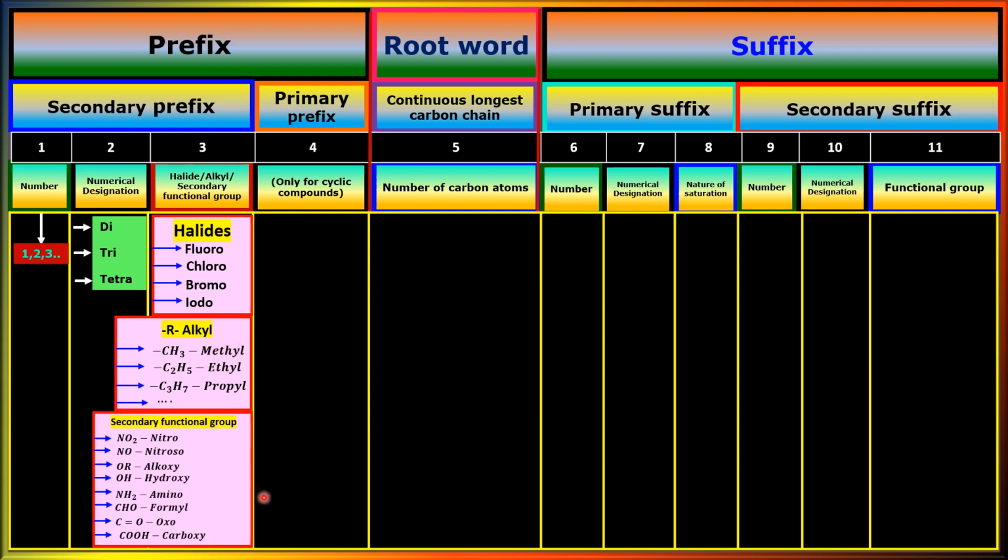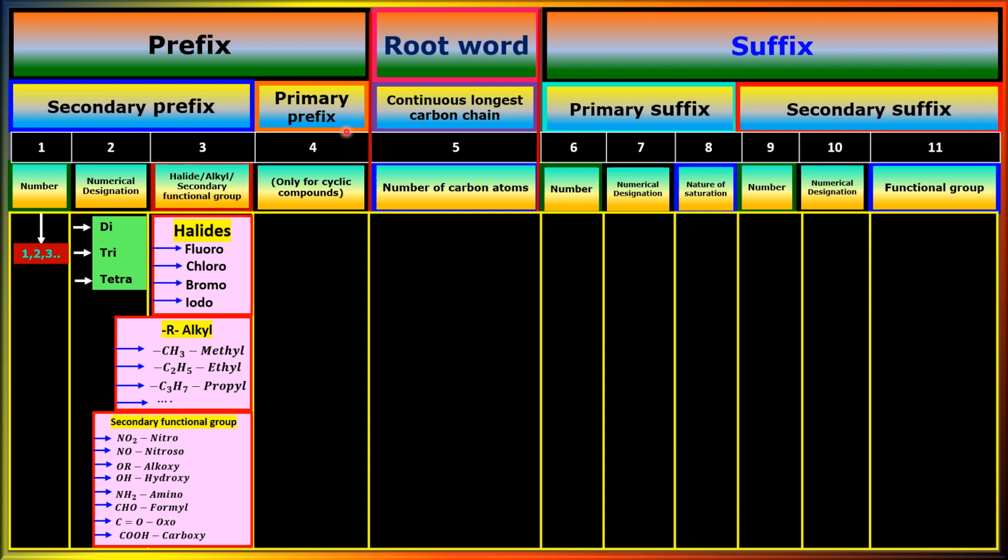Next, secondary grade functional groups: nitro, nitroso, alkoxy, hydroxy, amino, formyl, etc. The secondary grade functional groups are, for example, if a compound has more than one functional group, at that time only one functional group will be taken as the principal functional group according to the seniority table, and the remaining functional groups will be considered as the secondary grade functional groups. They will be prefixed.